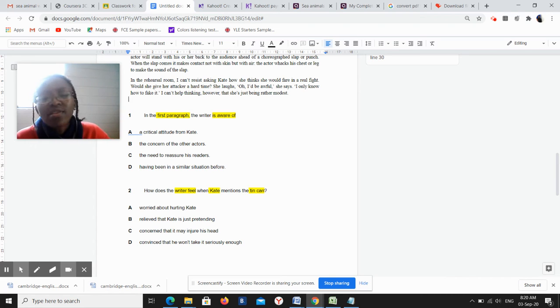Now, most times I do this exercise with elimination. I try to eliminate: why is it not B, why is it not C, why is it not D, and why it is D, or why it is B. So elimination works a lot.